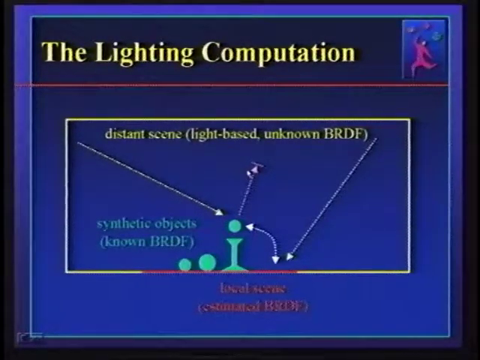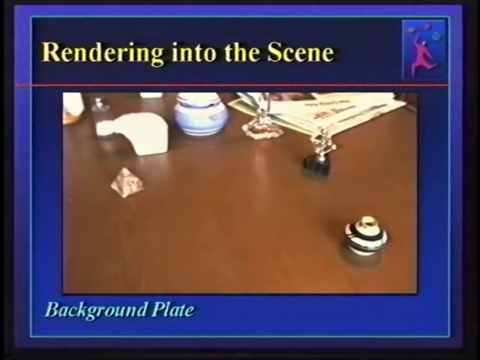Now that's actually a good thing, because that means our computation will be a lot more efficient, since we don't have to do any global illumination calculations for these parts of the scene. Instead, all of the global illumination will be focused on the local scene and the synthetic objects. So let's take a look at what this looks like.